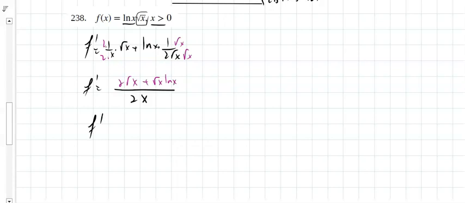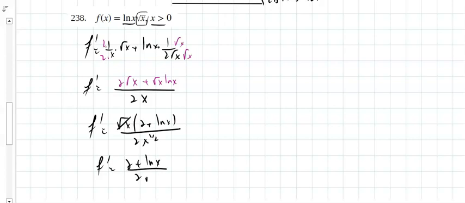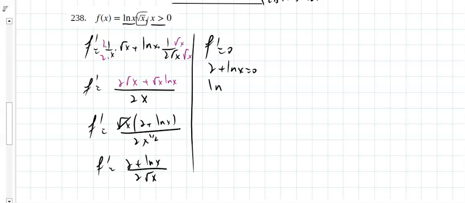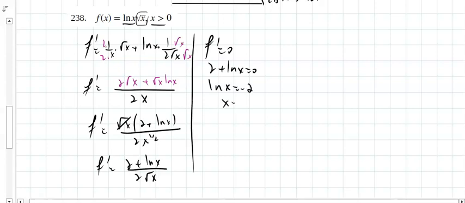Now if you clean this up, you could factor a square root of x out. This cancels with that 1/2 time. So my derivative at the end is 2 plus natural log of x divided by twice radical x. Now, when I say where does my derivative equal 0, you say that's when 2 plus natural log of x equals 0, or natural log of x equals -2. So x will equal e to the -2, which is 1 over e squared.